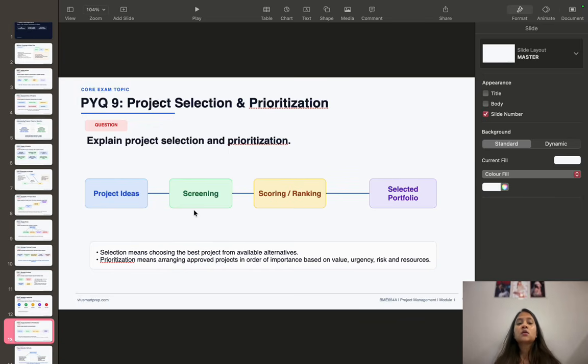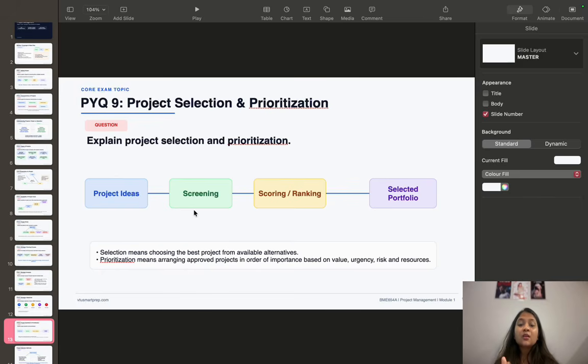So these keywords are important when you are talking about what projects are prioritized based on: value, urgency, risk. Fourth keyword is availability of resources. Fifth is cost, and the last one is strategic importance. So selection answers the question, which project should we choose? Prioritization answers the next question.